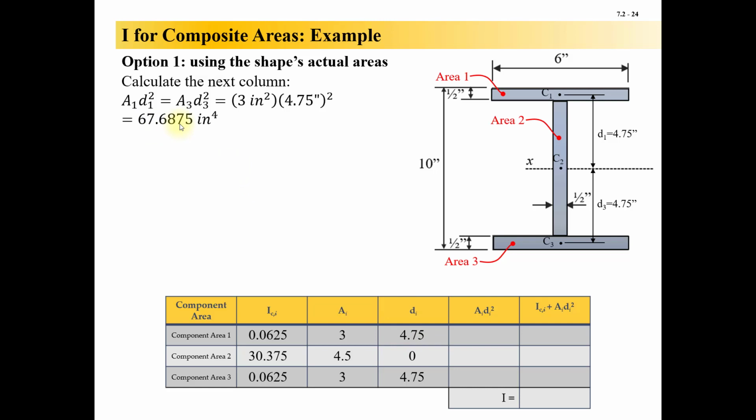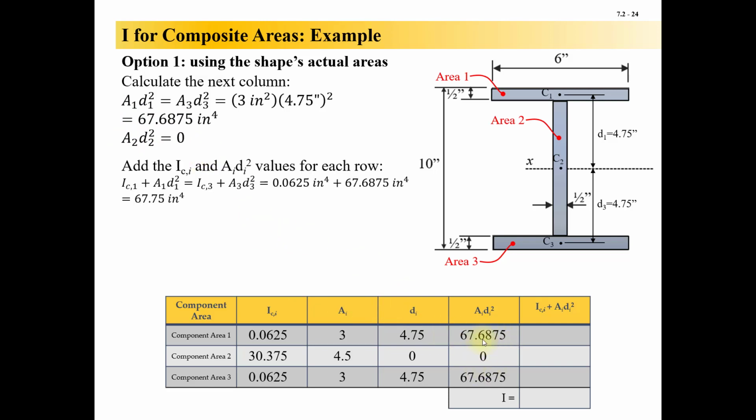67.6875. I usually don't keep this many significant figures, but since I'm showing you in this example, and we're going to be comparing between options, I wanted to make sure I didn't have any round off, so I'm carrying it to this number. The AD squared for area 2 is 0, obviously. So then I get these values here, which is just, again, A times D squared.